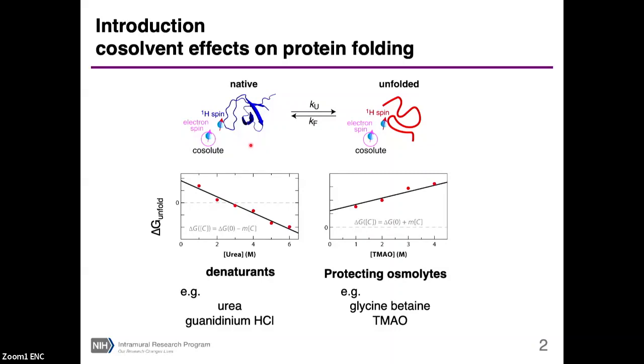So you can control the amount of native or unfolded state you want by adjusting the concentration of these small molecules, denaturants and protecting osmolytes. This is nothing new, and this kind of observation has been known for many years. But what we don't know, even now, is how it does that. Why does simply adding these small molecules change the protein folding properties of the proteins?